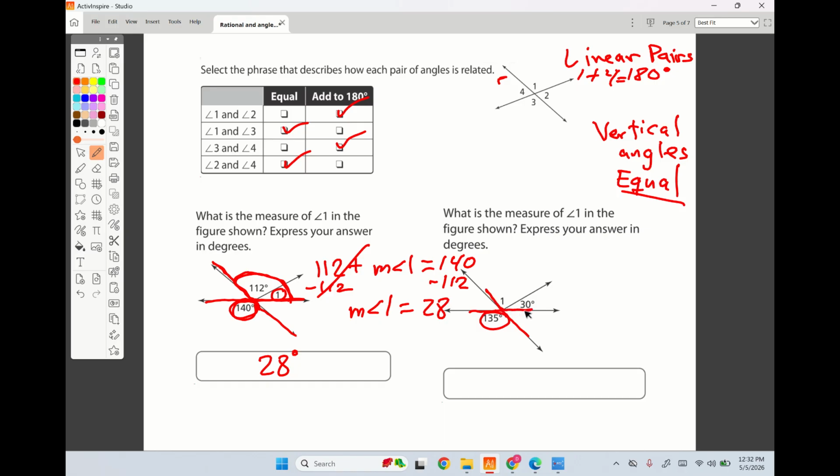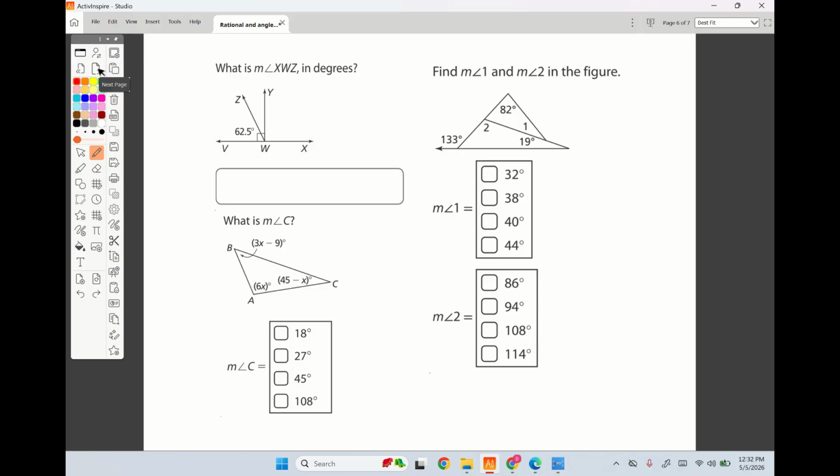Alright, so here we see a square. That square tells you that it's 90 degrees, if you don't remember from the first page. So 90 degrees is that 62.5 plus this missing angle. And the missing angle they want is XWZ. XWZ is this entire piece. So all we have to do now is figure out this missing piece by subtracting 90 minus your 62.5, and that'll give you 27.5.